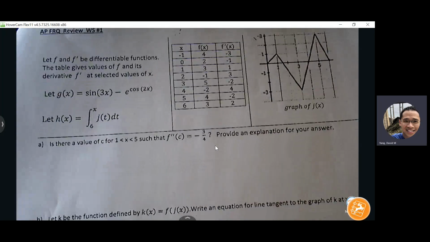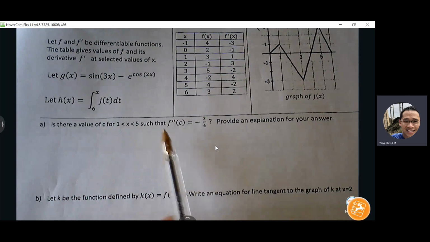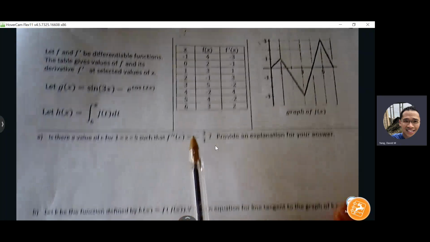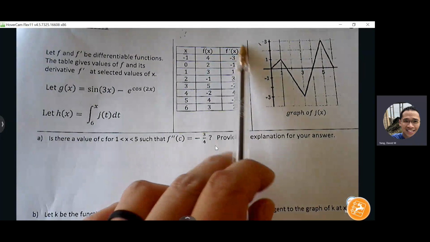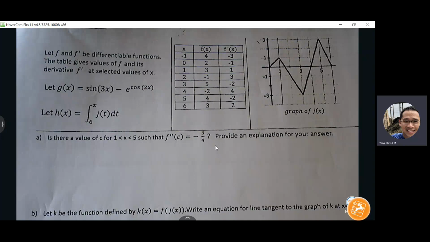Okay, so part A, is there a value of c between 1 and 5 such that f double prime of c is equal to -3/4? Okay, so if we're looking at this here, we don't have anything dealing with f double prime, but we do have f prime. So this is actually an application of mean value theorem.